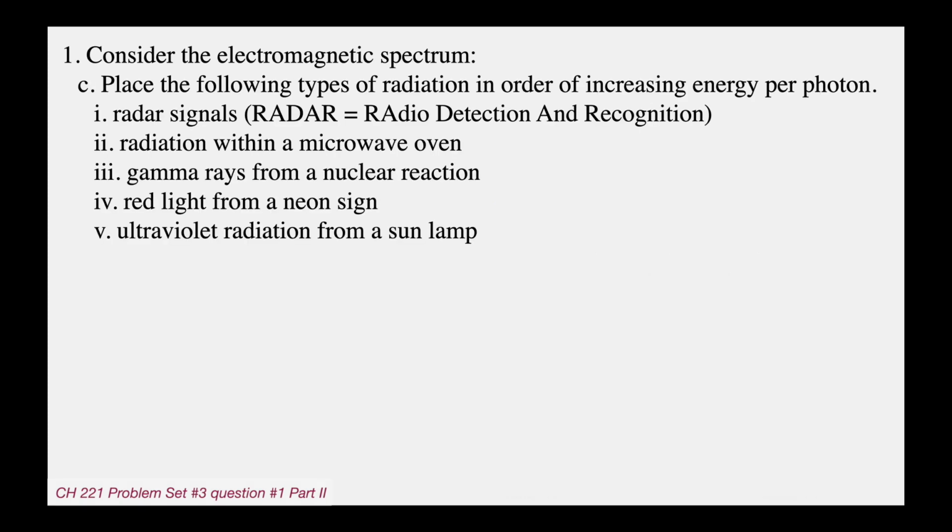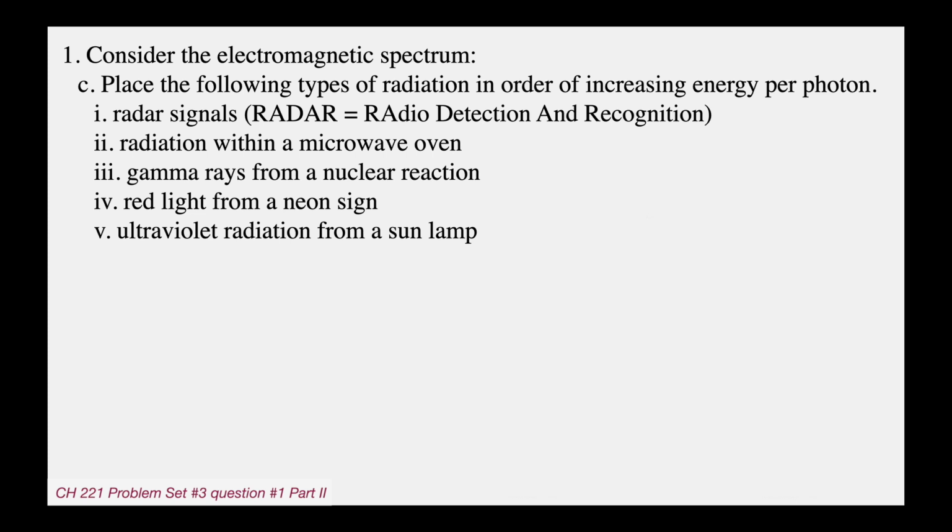Now, in 1C, we have a whole bunch of different types of electromagnetic radiation. It says put them in order of increasing energy. So remember on that last slide, which I'll show you here in a second, it shows frequency increasing, and as frequency increases, the energy will increase. So what we have here is radar, which is basically a radio, one of the types of EM radiation. Radar is an acronym for radio detection and ranging. Next time you play Jeopardy, you'll be good to go on that one. But anyway, radar is radio.